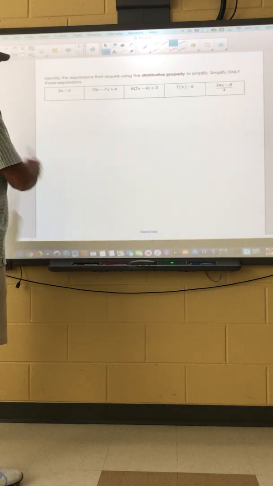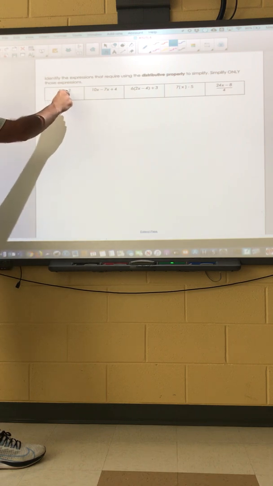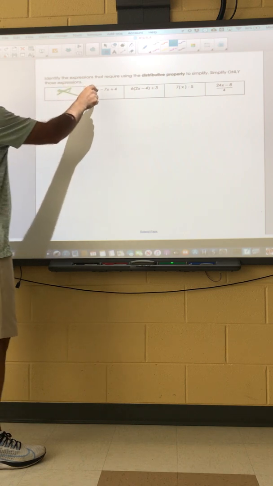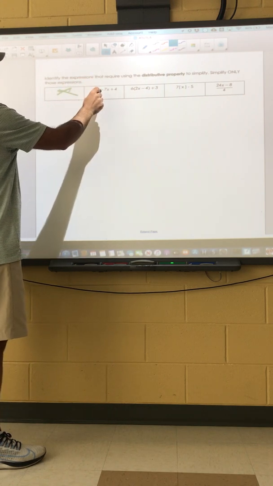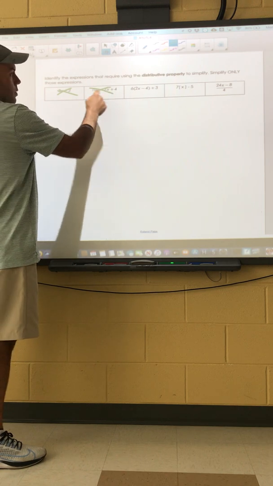All right, from here it says identify the expressions that require using the distributive property to simplify. Only simplify those expressions. Okay, so I don't see anything to do here with multiply, divide, anything like that, so there's nothing to do. Here, again, can I do something here? Yes, I could combine those like terms, but it didn't ask me to because it doesn't have distributive.